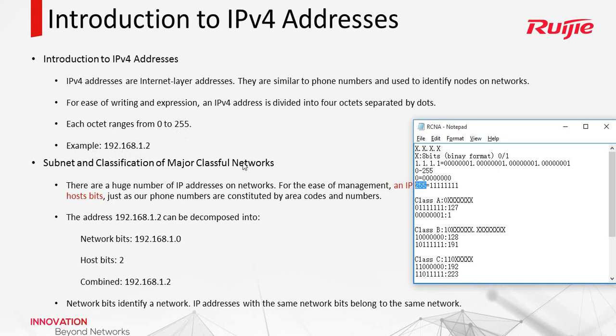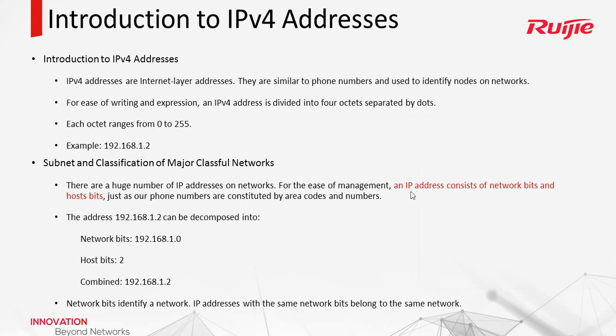192.168.1.2. For this IP address, we can know that it consists of network bits and host bits. For example, the network bits for this IP address we can write as 192.168.1.0. Be careful, the last number, normally we write 0, and the real last number 2 means the host bits, and the network bits combined with host bits make one complete IP address, like this one.